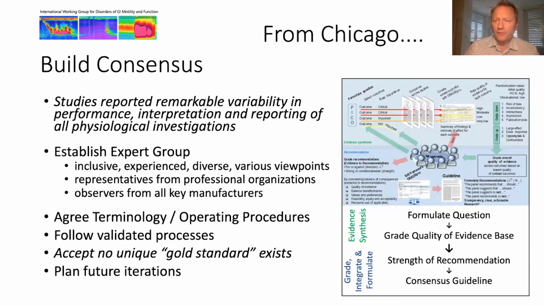We adhered closer and closer to validated processes used also in other fields of medicine, where questions were formulated, the quality of evidence graded, strength of recommendation assessed, before we got to a consensus guideline. So we were attempting to bring as much information into this process as possible and then come up with an integrated, unified view. And it was also very clear that we had to accept that no one investigation, whether manometry or pH measurements or whatever, no one measurement is a gold standard. And so we have to integrate all the information that we have available before we come up with a consensus guideline. And even at the outset, we have to expect that future iterations will be necessary.